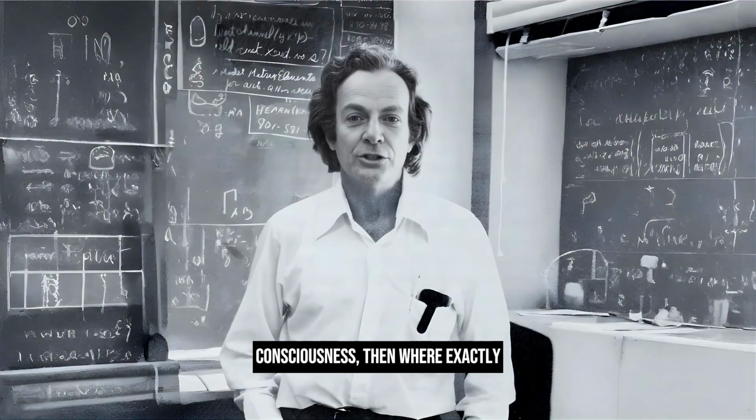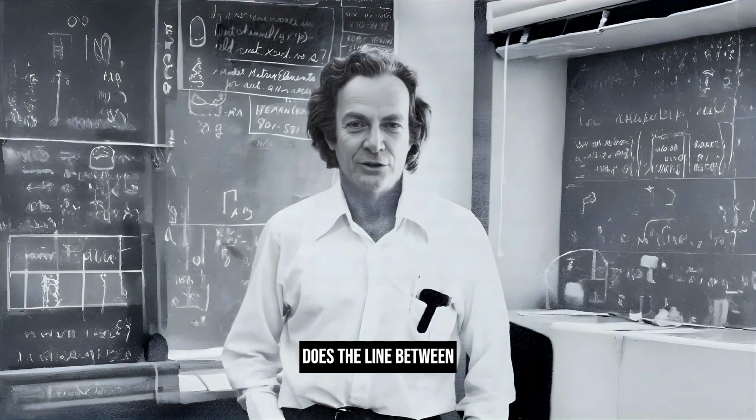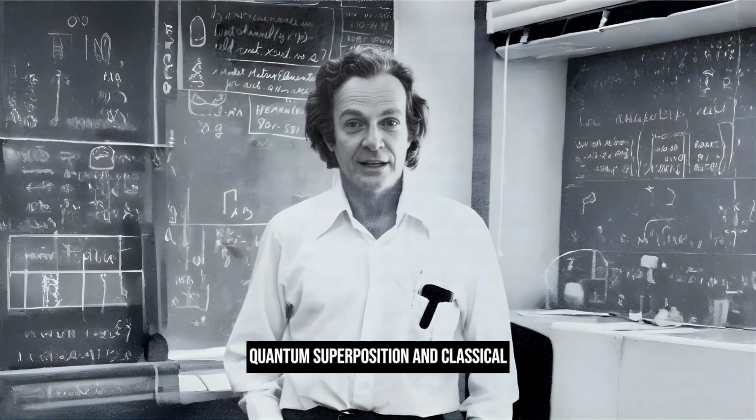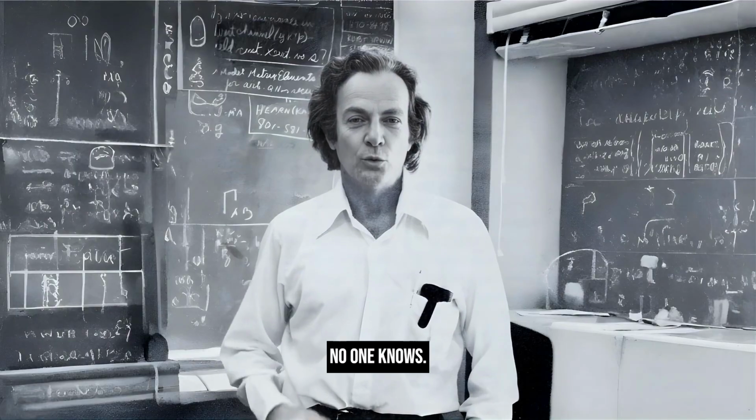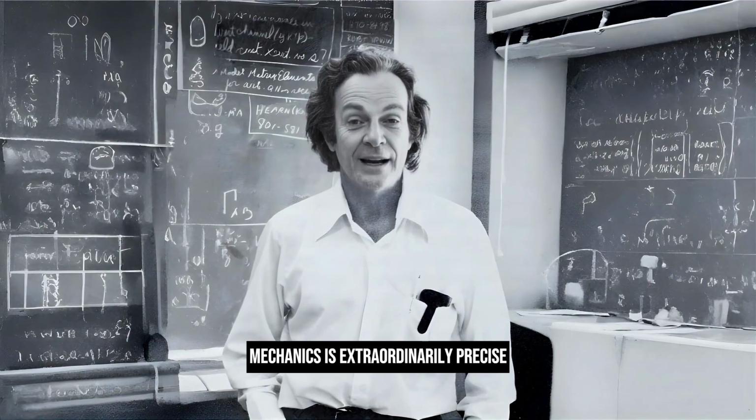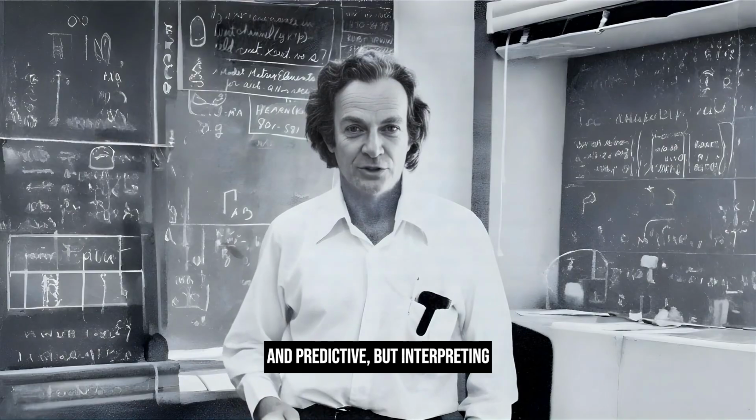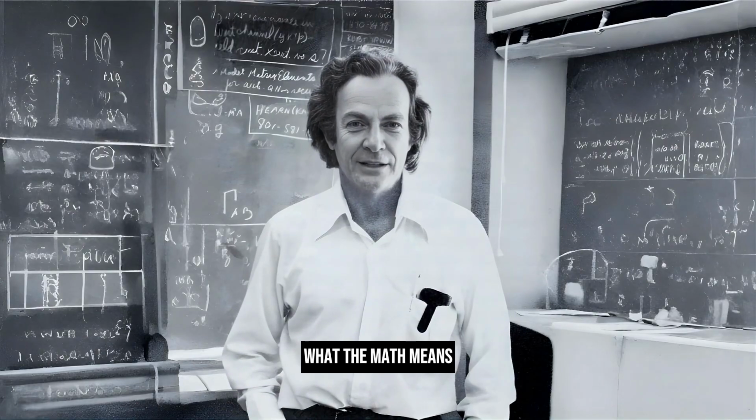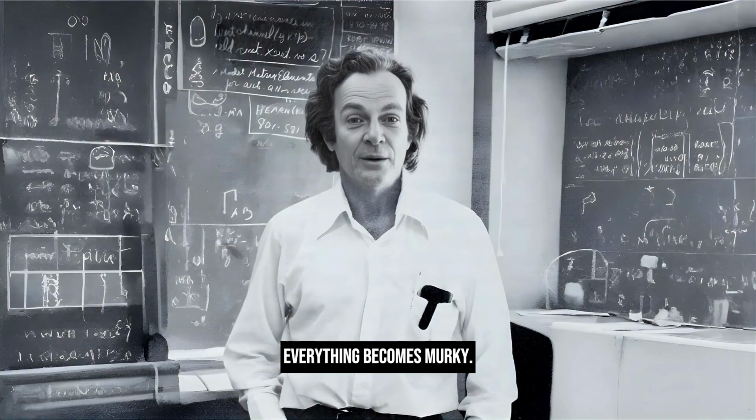If you don't need consciousness, then where exactly does the line between quantum superposition and classical definiteness lie? No one knows. The math of quantum mechanics is extraordinarily precise and predictive, but interpreting what the math means about reality is where everything becomes murky.